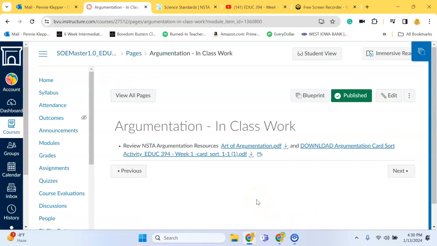And then this portion, what we're going to be doing is argumentation in classwork. So we're going to be doing a download. You're going to download an argumentation card sort. The first thing you need to do is back up here. We're going to look at this Art of Argumentation PDF and discuss this in class. Then we're going to download a card sort and then actually participate in that card sort. And that will be done in class.